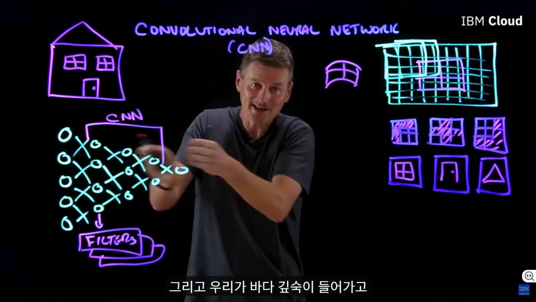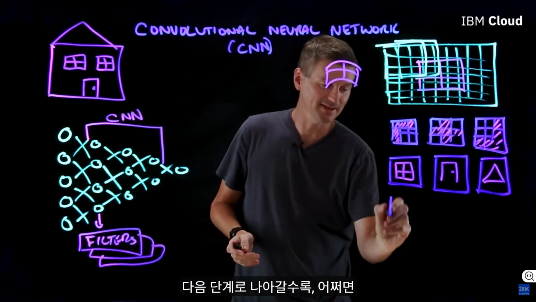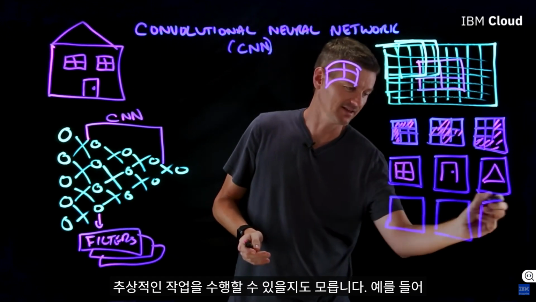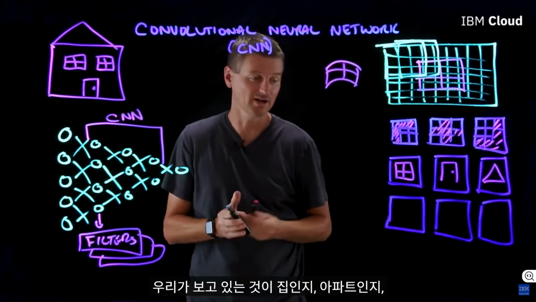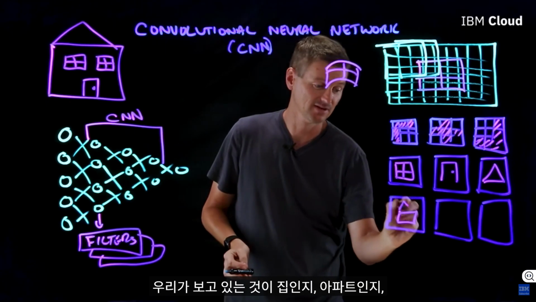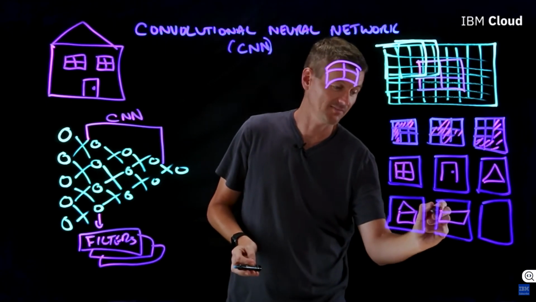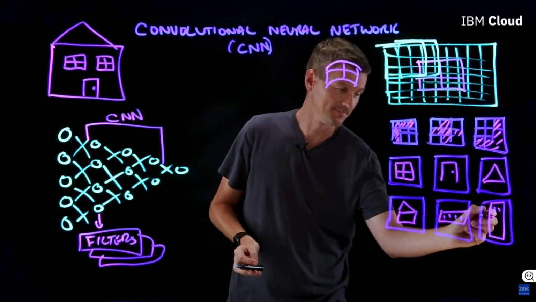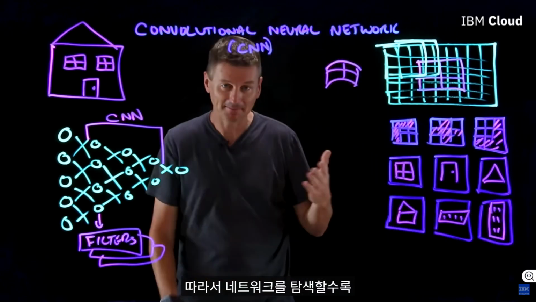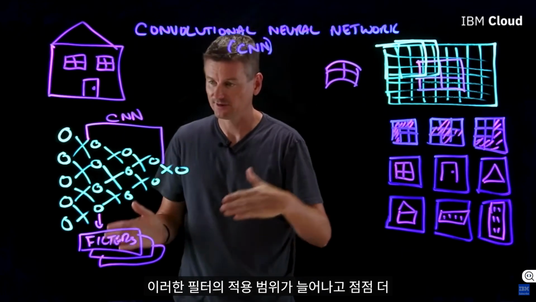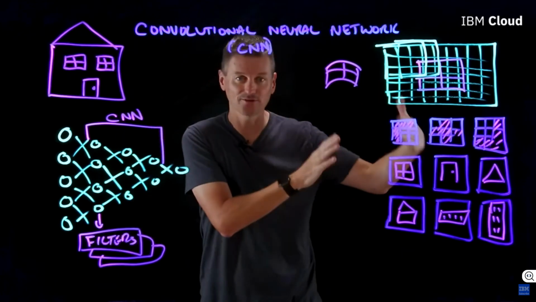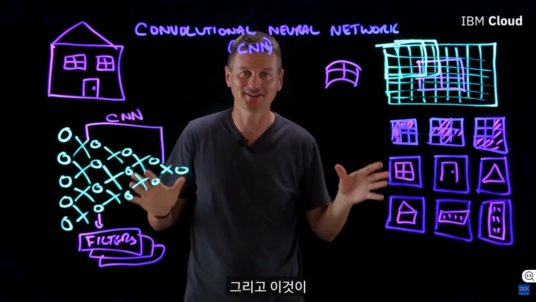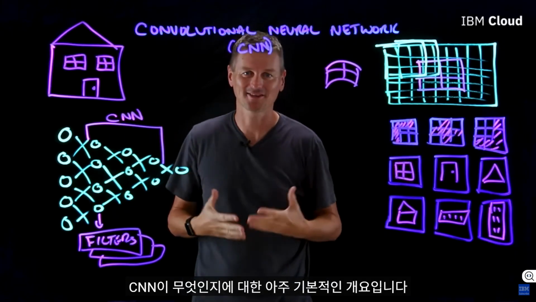And as we go deeper into the CNN to the next layer, maybe these filters can perform even more abstract tasks, like being able to determine whether we're looking at a house, or an apartment, or a skyscraper. So you can see the application of these filters increases as we go through the network and can perform more and more tasks. And that's a very high-level basic overview of what CNN is.